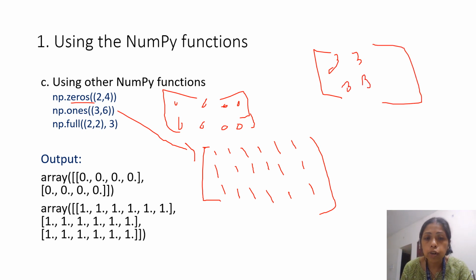Okay, you are creating one matrix, or two-dimensional array, where there are two rows and two columns, and in this two-dimensional array you are providing the value three, so all the elements will be three. Full means you are filling the matrix with the value three.